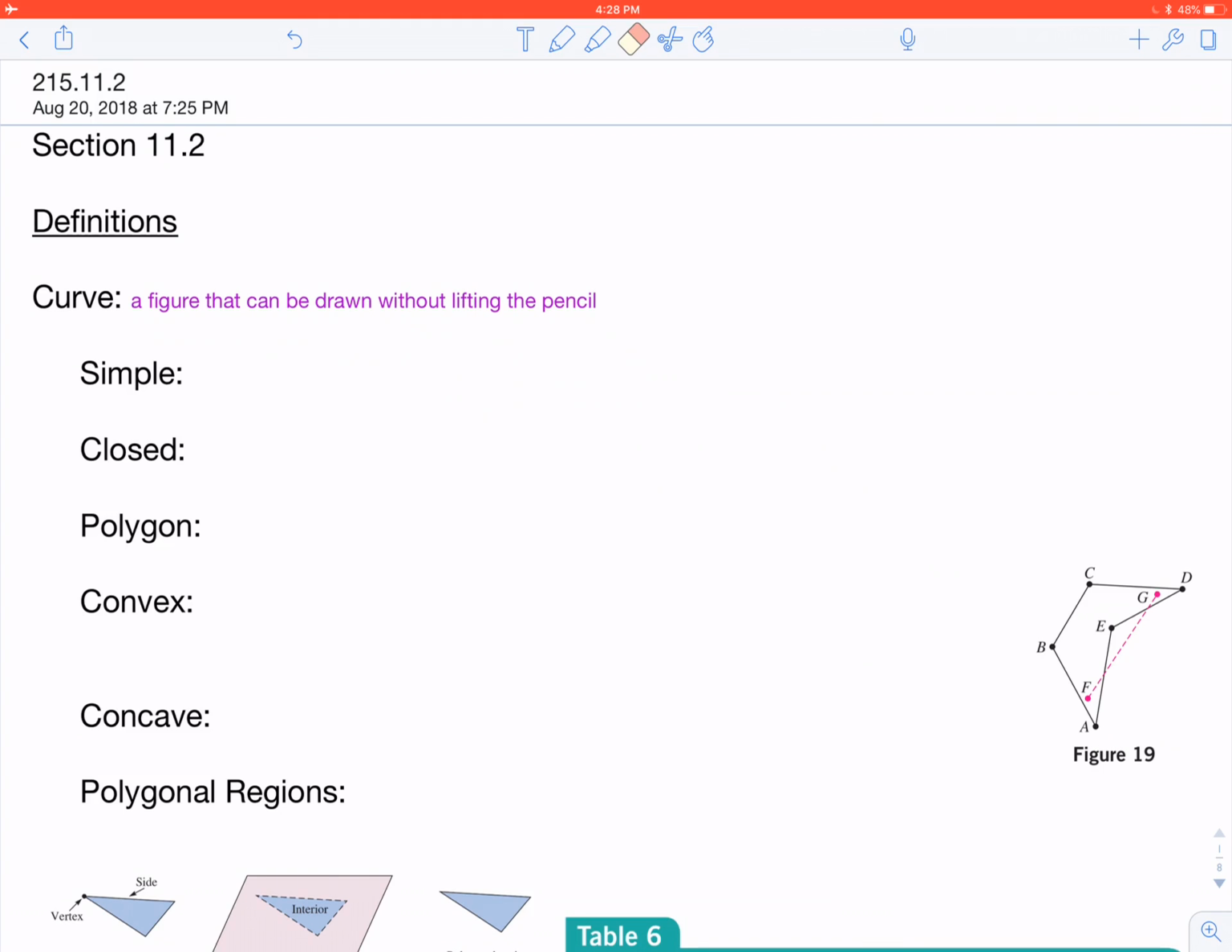So the first one is going to be a simple curve. A simple curve is a curve that does not intersect itself. So something like this would be a simple curve. It does not intersect itself.